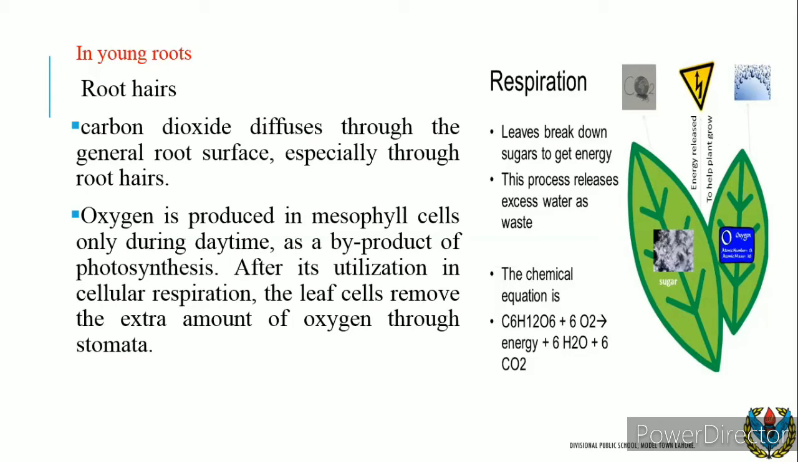So what is stomata? That is actually the opening present in between the guard cells. What is guard cell? Guard cell is actually the modification of epidermal cells. So this chemical equation, as mentioned in the picture, involves carbon dioxide and water in the presence of sunlight. They will bring about the process of photosynthesis, and they will produce glucose and release oxygen. This happens during photosynthesis.